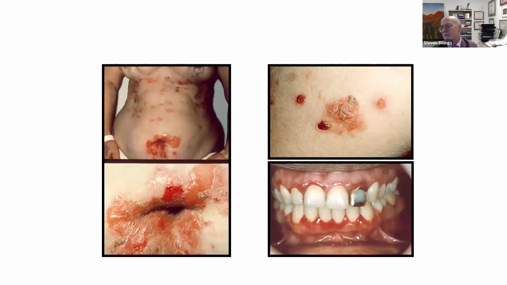So in pemphigus vulgaris, you see flaccid blisters instead of tense blisters. So the blisters are easily ruptured. They can occur all over the body, but remember, oral involvement is really quite common in pemphigus.